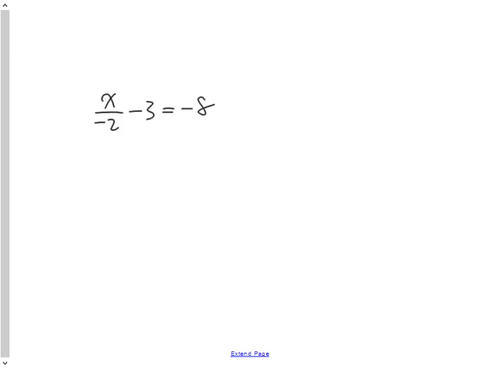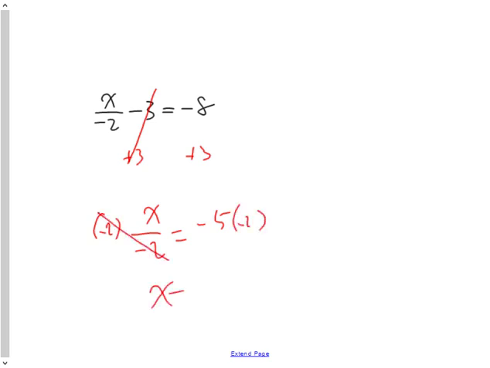Constant is -3, so you're going to add 3 to both sides. A negative half of x is equal to -5. Multiply both sides by -2. And x will equal 10.